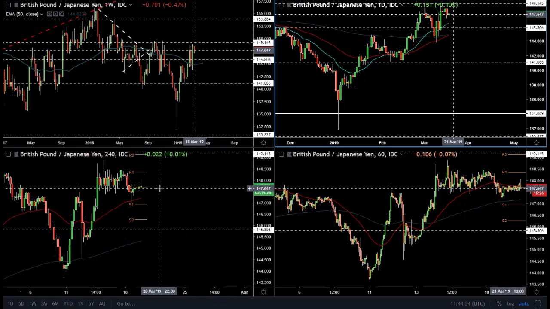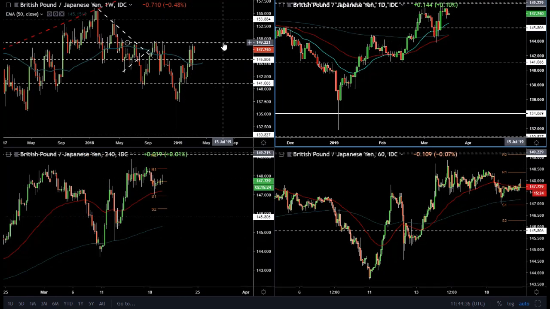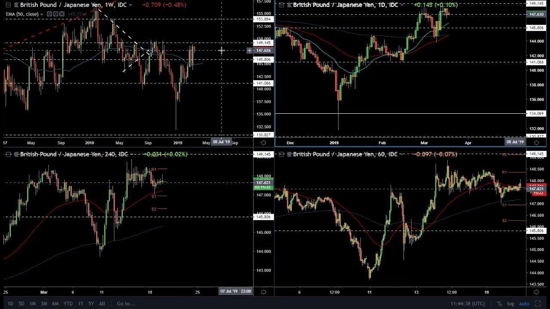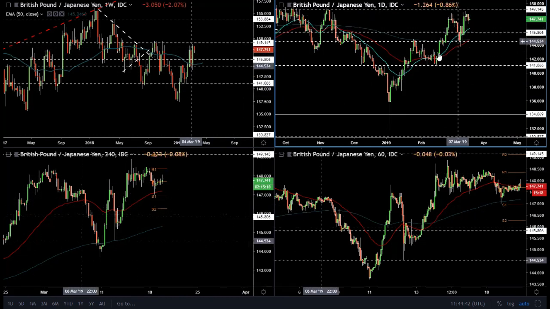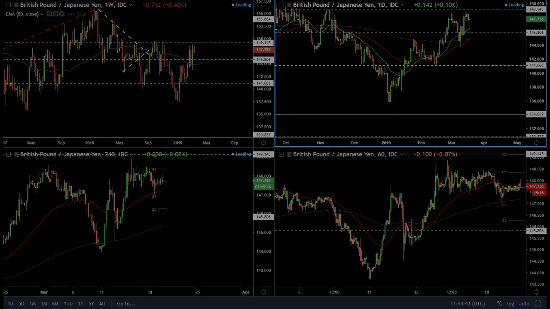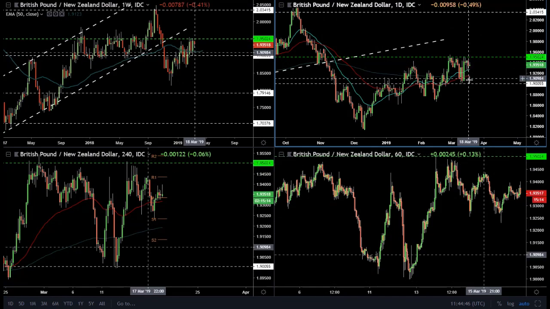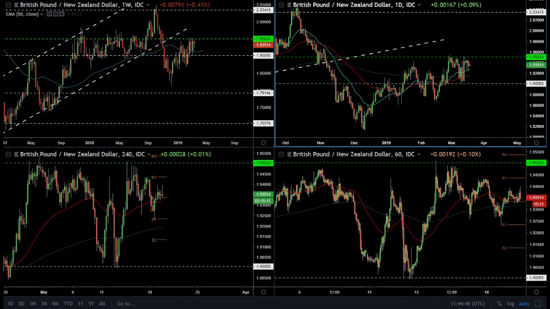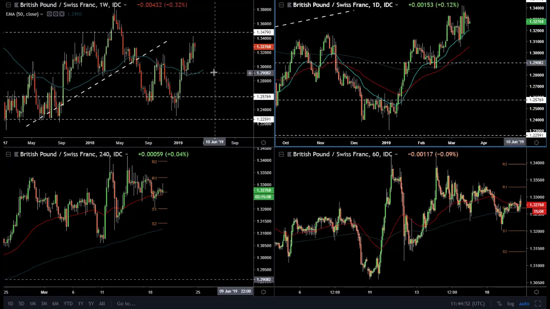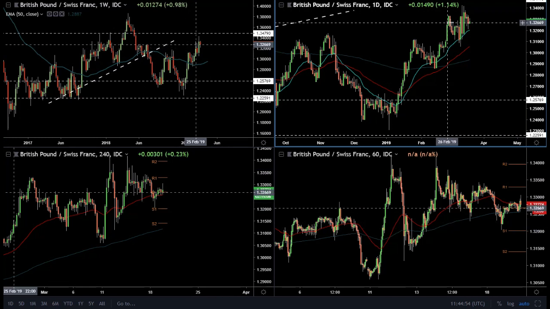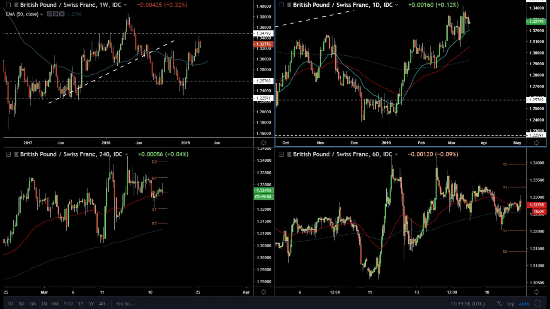Pound Yen, very similar on this one as well. We head up to the resistance of the 149, failed to do anything there, and price has just been sideways from that point. Pound New Zealand as well, you can see between these two. I'm just going to speed it up a bit because I've been going at it for quite a while now. So yeah, what else is there? Pound Swiss, again, not a lot to do there.